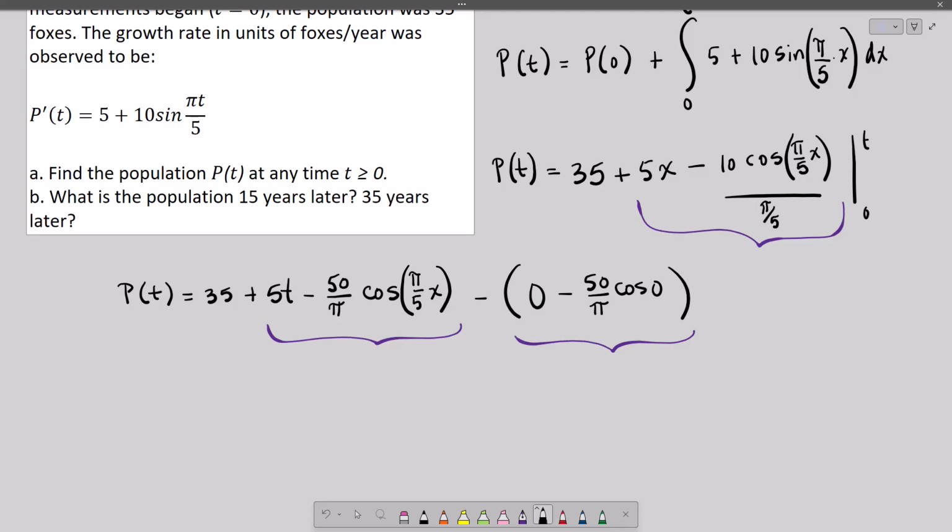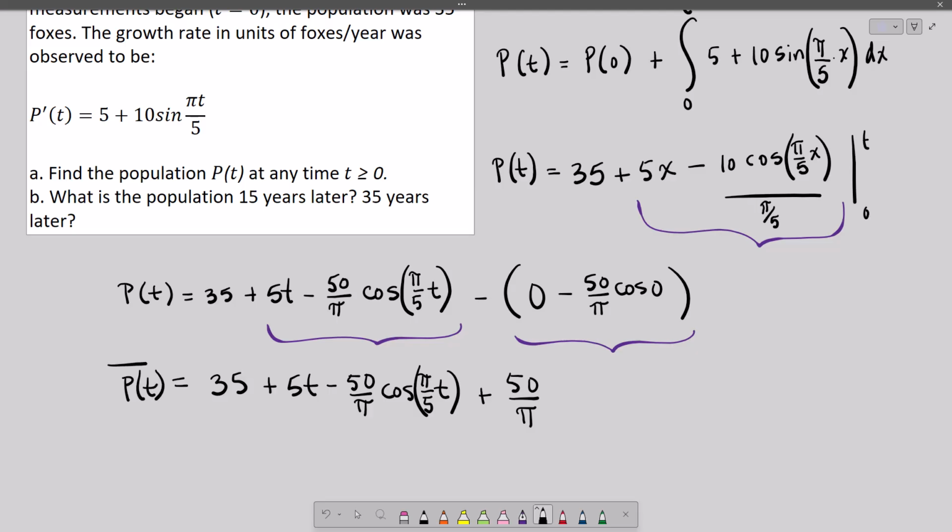And our final step, we are going to have 35. Oh, I have an x in here. What should that be? T. That should be a t, thank you. That should be a t in here because we substituted this t in for those x's. All right, so 35 plus 5t. Yeah, this part's not changing. And then we just said cosine of 0 is 1, but we're subtracting a negative, so that becomes 50 over pi positive. So there is our population of foxes in the future.